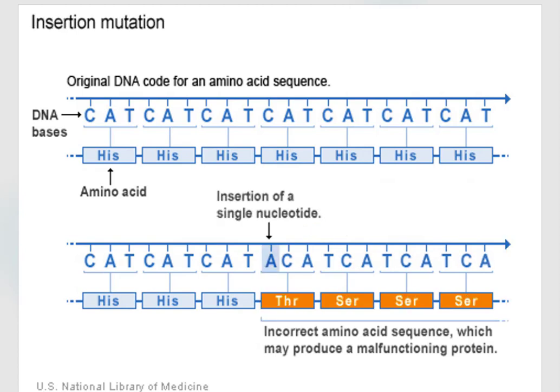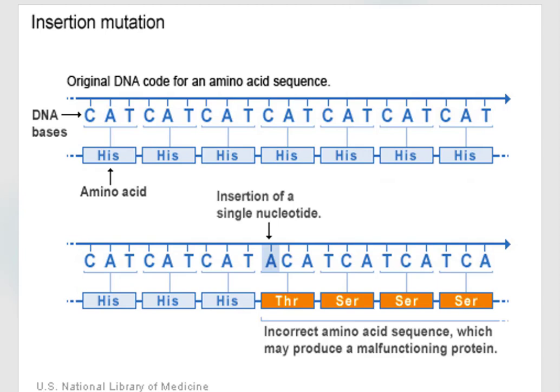Insertion mutation is another form of frameshift mutation in which a base or a triplet code is added or inserted into the original triplet code or base sequence and results in shifting of the triplet code reading frame. Therefore, it produces an incorrect amino acid sequence which may produce a malfunctioning protein.